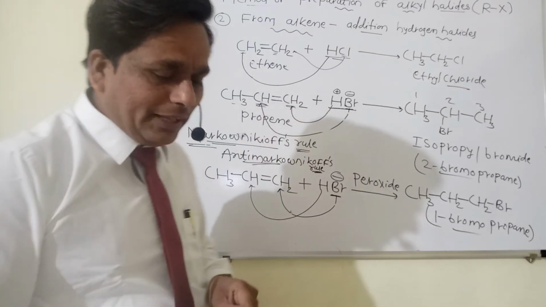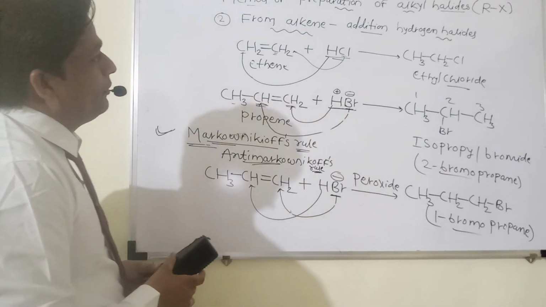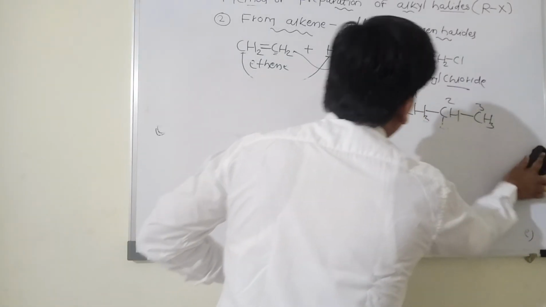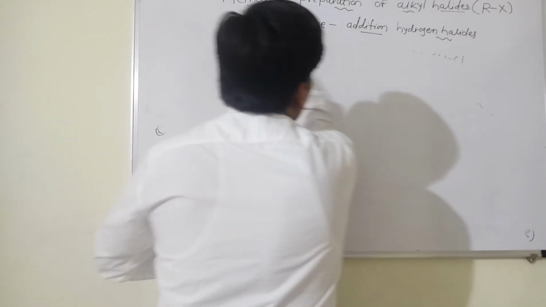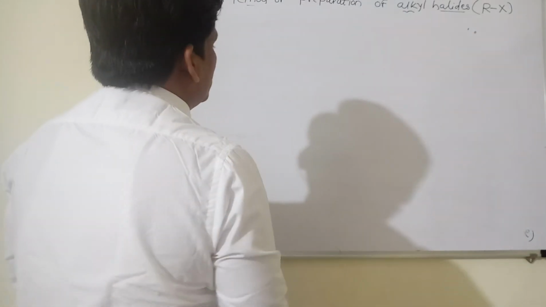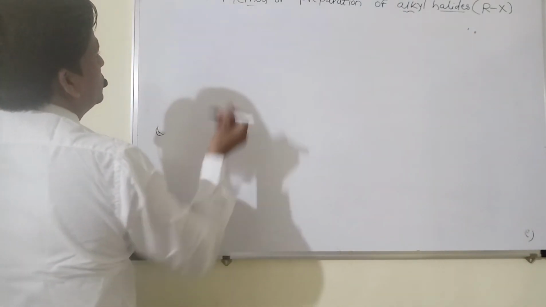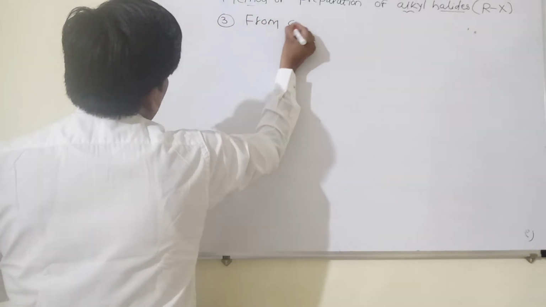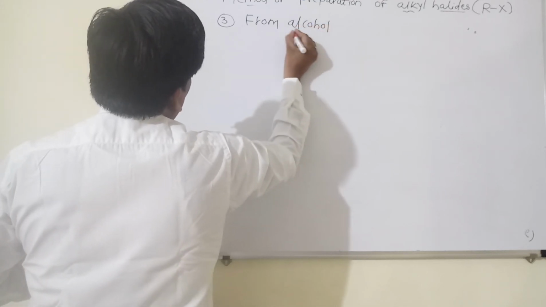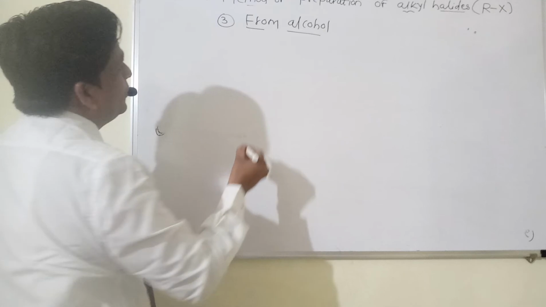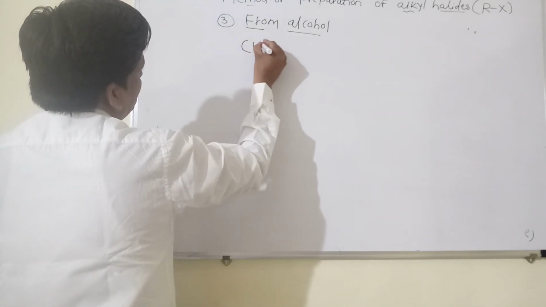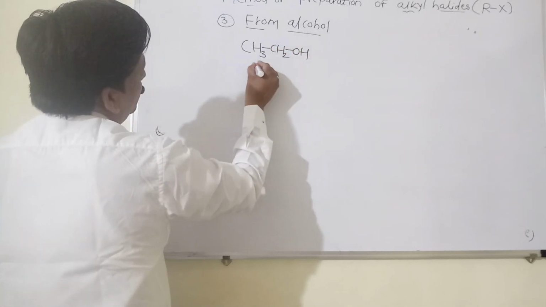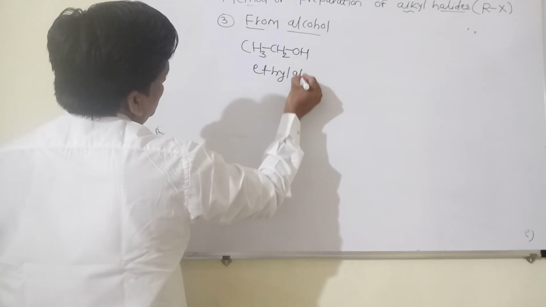Now we see the third method, from alcohols. We can prepare alkyl halides by using alcohols. This is also a very simple method where we can prepare alkyl halides. So the third method is from alcohols. You know the structure of alcohol, which contains the hydroxy group. Here we can use CH3 CH2 OH, ethyl alcohol. This is the structure of ethyl alcohol.